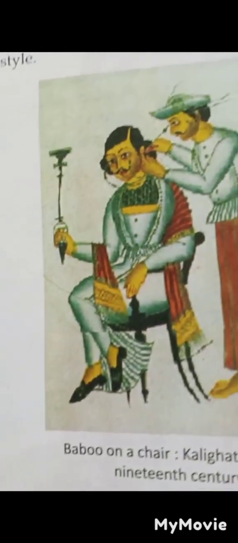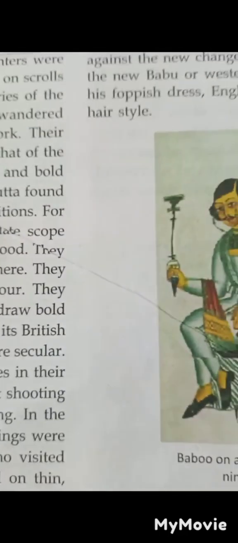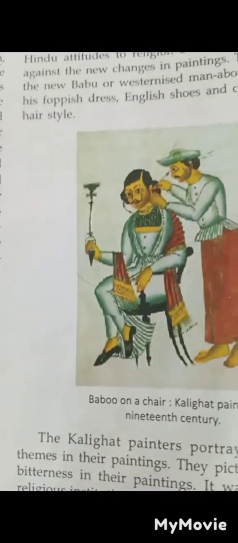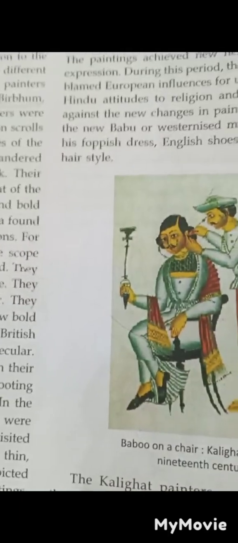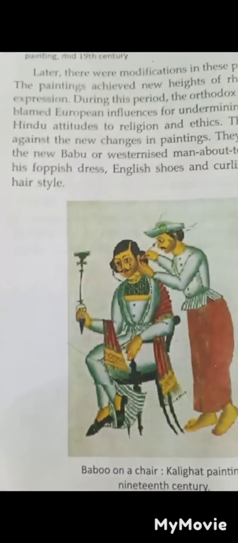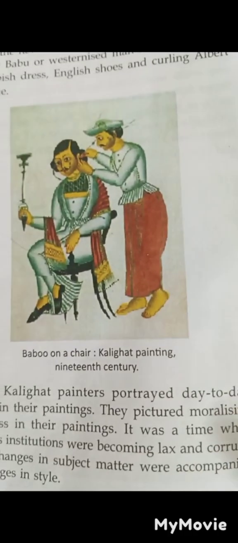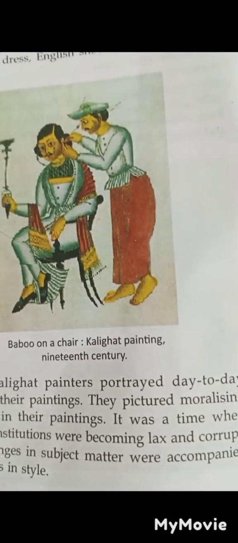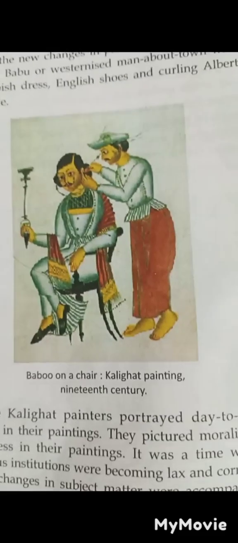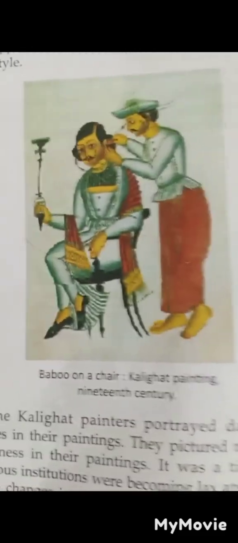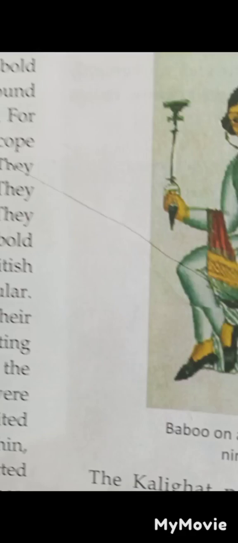Then here the Kalighat painters portrayed day-to-day themes in their paintings. So now what happened? The Kalighat painters were painting day-to-day life pictures. Through that, the pictures moralized bitterness in their paintings. Now when the painters are painting day-to-day life, there was something good as well as something bad also. Now that was also what they were trying to show through the paintings.